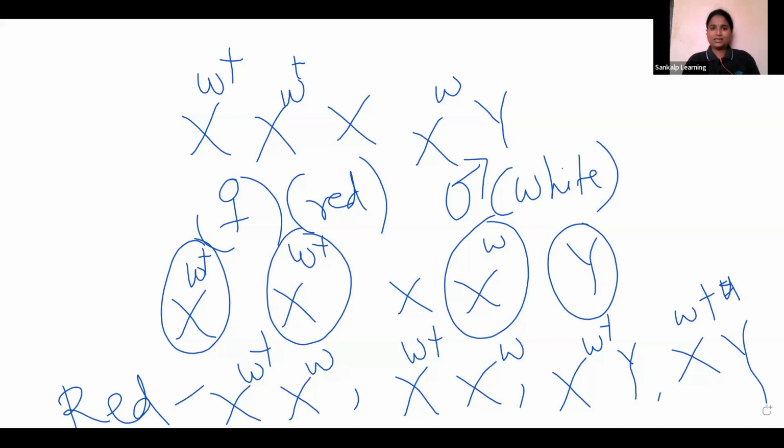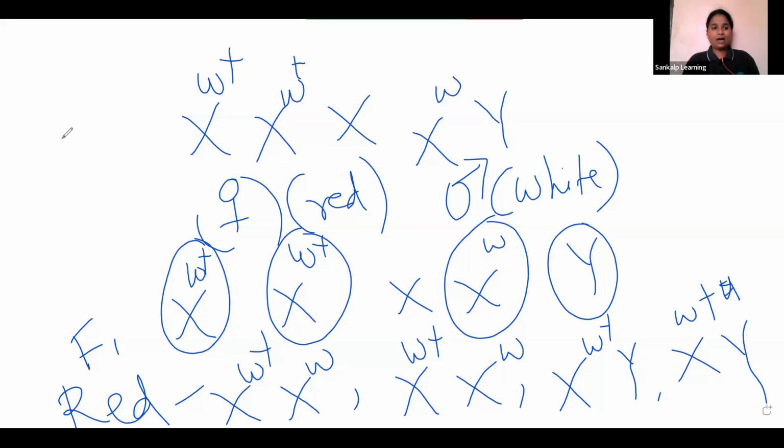Okay, Priyanka answered it. So here, what happens in the F1 generation, all we got is red-eyed color. Yes, Ishu also cleared it. So XW plus, fine. All we got is red-eyed color.